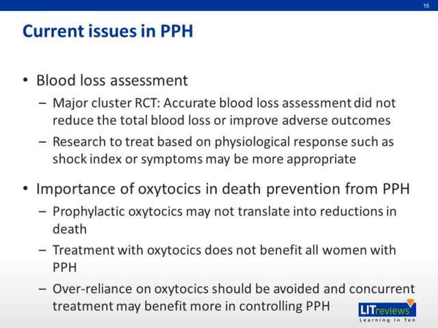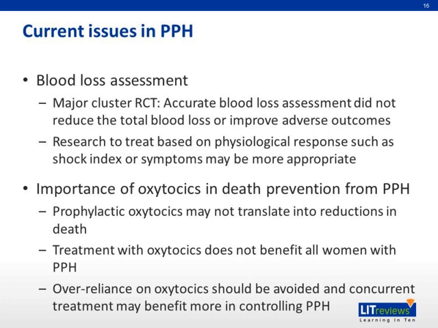Now we go on to the current issues regarding PPH that are written in the paper. First, we talk about the blood loss assessment. Generally speaking, in a major cluster randomized control trial, there is a finding that accurate blood loss assessment did not reduce the total blood loss or improve adverse outcomes. And more research has to be done on treating based on physiological response such as shock index or symptoms, and these may be more appropriate than having accurate blood loss assessment.